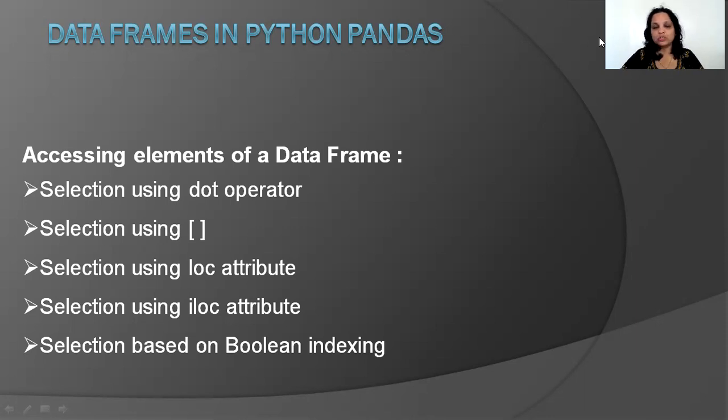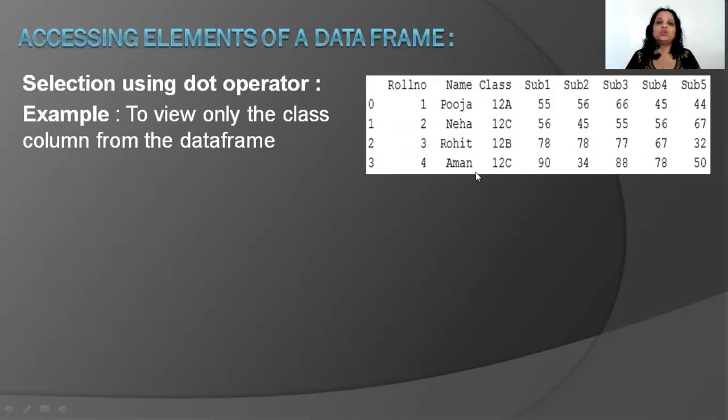Okay. So moving on to the first one, how do I access the elements of a data frame using the dot operator? Let's assume this is your data frame, and the data frame that I've got is df. I've got this data frame either through a dictionary or through a text file or through a CSV file. That doesn't matter. I have a data frame named df.